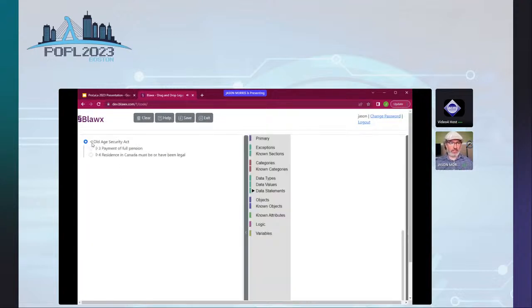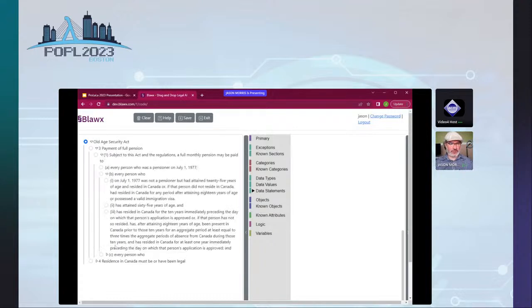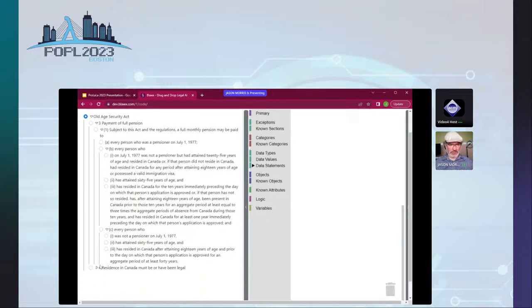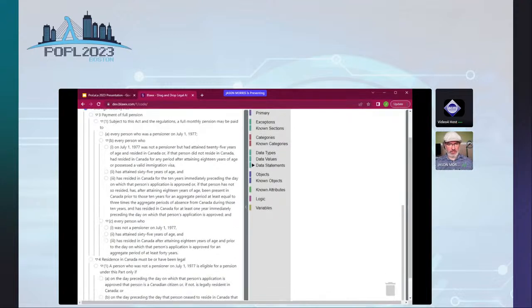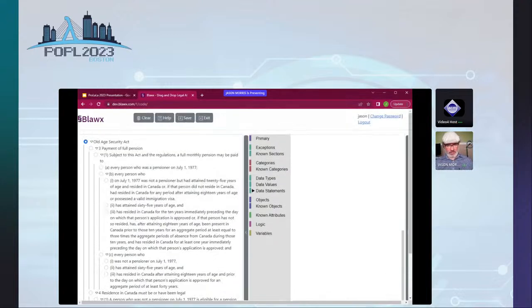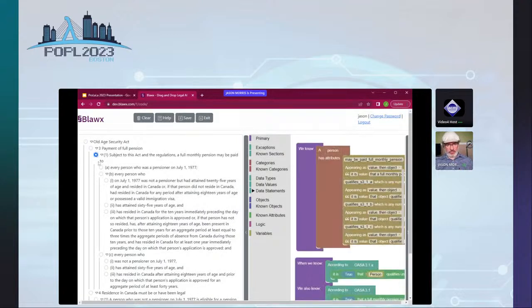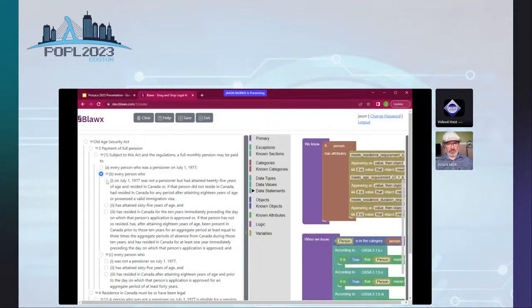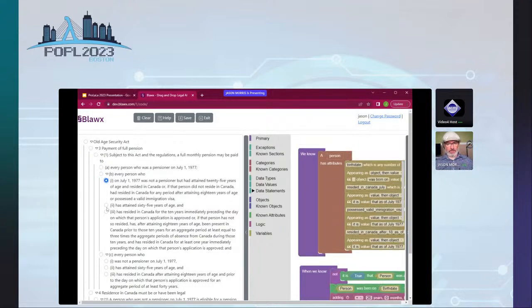So you can see that the text of the law gets converted into a nested tree of sections. And if you have need, you can use CLEAN to add arbitrary additional sections in here wherever you want them. And then the idea is that you can go section by section, encoding the semantic meaning of each part of the law in the blocks language on the right there.